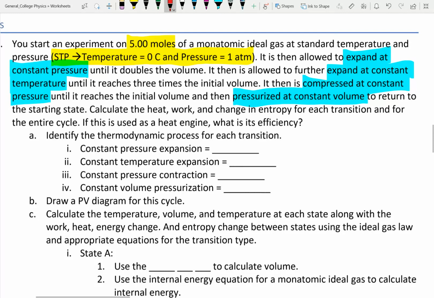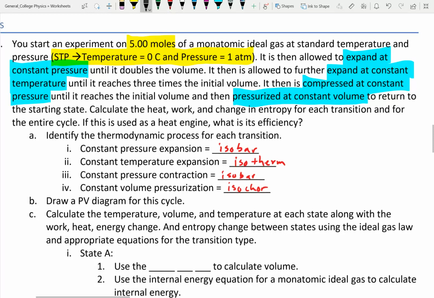Now, how to solve it. First, identify the name for each of the processes. So the first one, expand at constant pressure. Pressure is bar, so that's constant iso pressure bar. So it's an isobar. Constant temperature expansion, iso for constant, therm for temperature. Constant pressure contraction, well, that's the same as the first one, an isobar. Then constant volume pressurization, that's the one that's confusing because instead of calling it isovolumetric, we use the term isochore. It's an isochoric process.